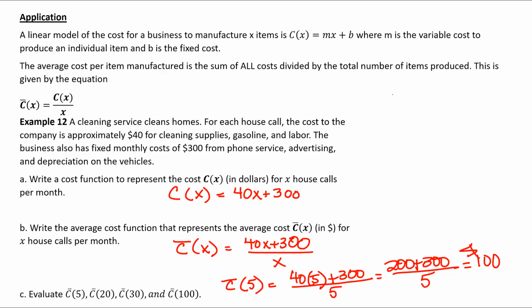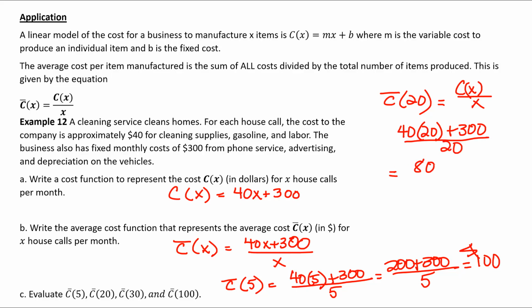So if you do C bar of 20, if you clean 20 houses in a month, then you're going to do the C of X over X to find out your average cost per house call. So that is going to be 40 times 20 this time, plus 300 over 20. So that's going to be 800 plus 300 over 20. So that's 1,100 over 20, and that's going to be $55 per house. So that's cheaper. The more houses you go to, the less it's really costing your company per house.